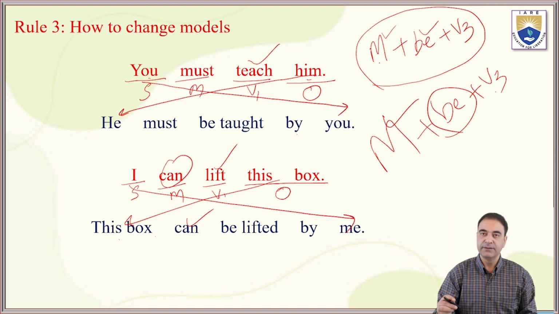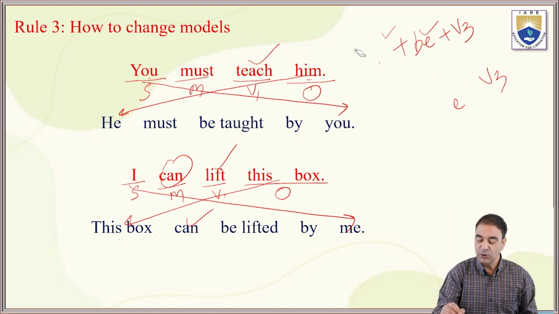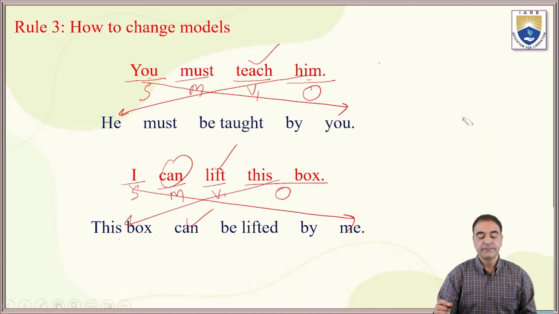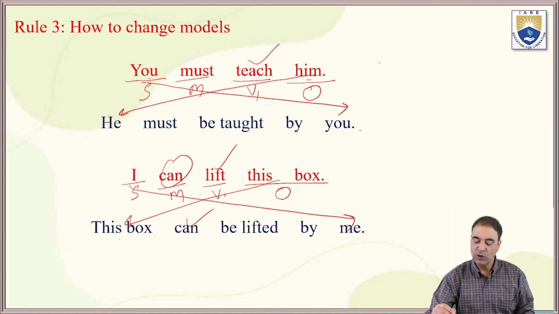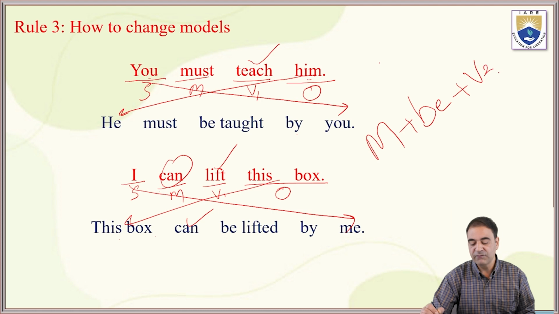So, therefore, remember, when we change modal auxiliaries from active voice to passive voice, don't change the modal auxiliaries, only write the modal auxiliaries as they are, and then "be", and then verb in third form.